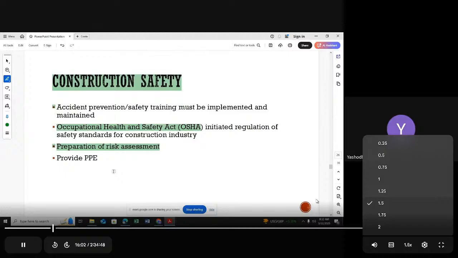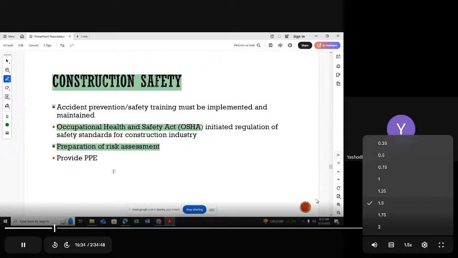So imagine now I'm going to construct a 50-story shopping complex building. It is a building of 50 stories, right? So before starting the construction activities, you should know about the risk in your project under health and safety.